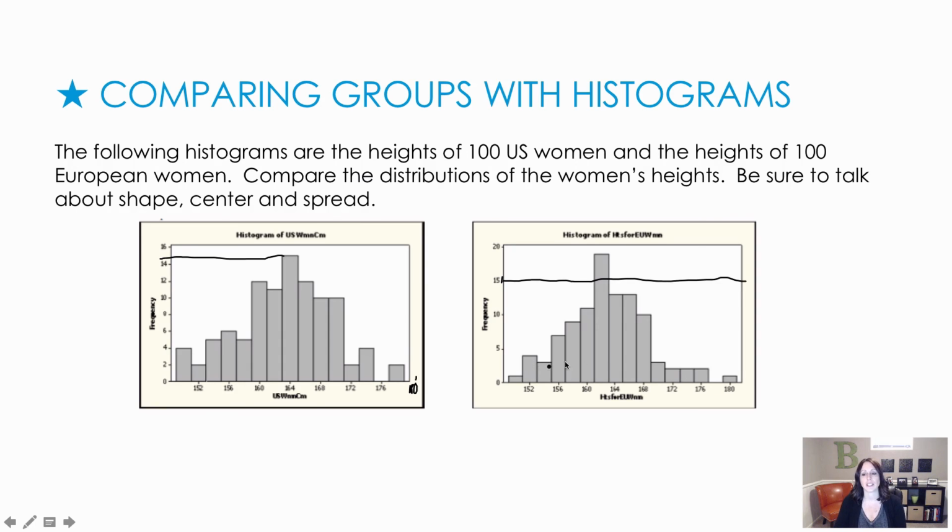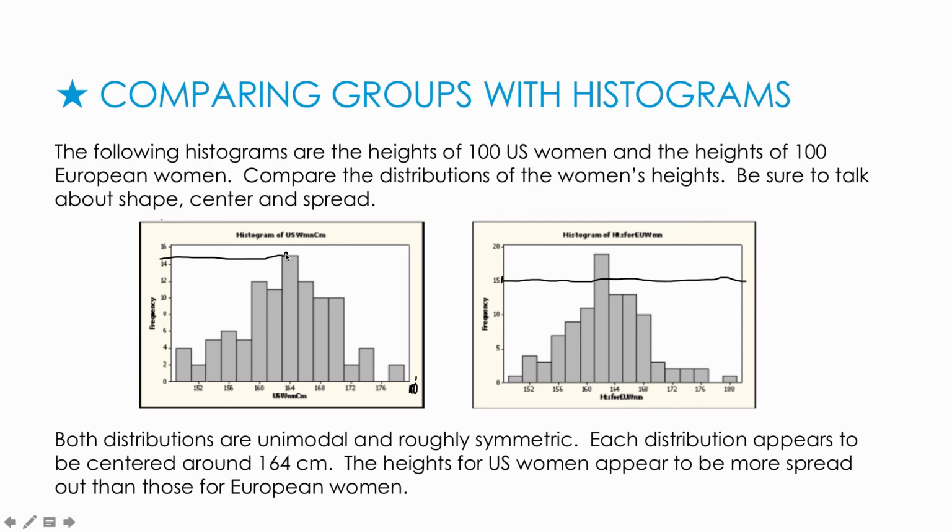What I do notice is that they're both unimodal and they're both symmetric, but it seems to me that the heights for US women over here tend to be a little bit more spread out. So this one has a very clear high bar, and then we've got obviously the rest of our normal bell curve, whereas this one doesn't go nearly as far down. So I would say that this one has much more variation than the European women.